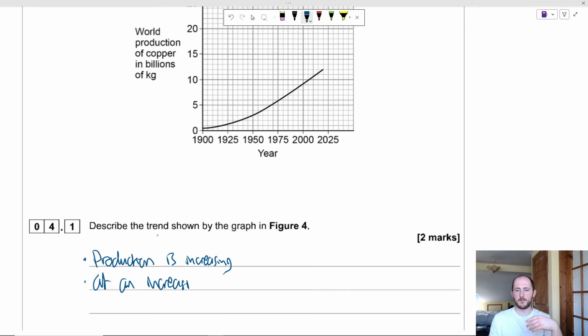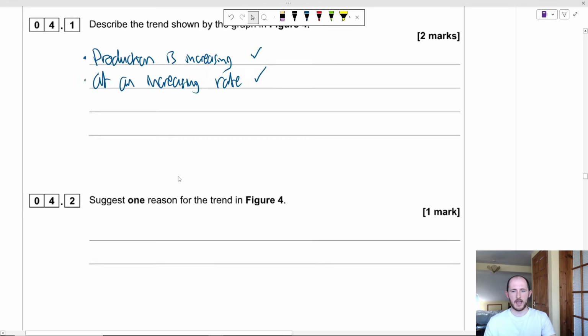And again, this is why bullet points are so useful when it comes to writing out your science answers, because 2 marks, I can see that I've got 2 points, so I should get 2 marks. Okay, it's very specific in that sense. But again, just make sure you don't just say it's increasing, you have to say it's increasing at an increasing rate. And for part 2, it says, suggest one reason why.